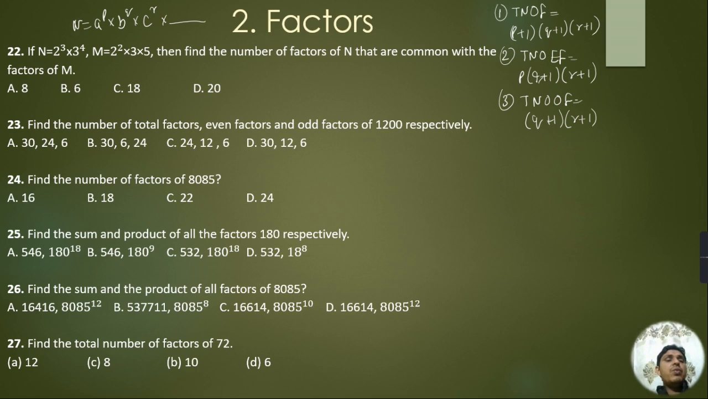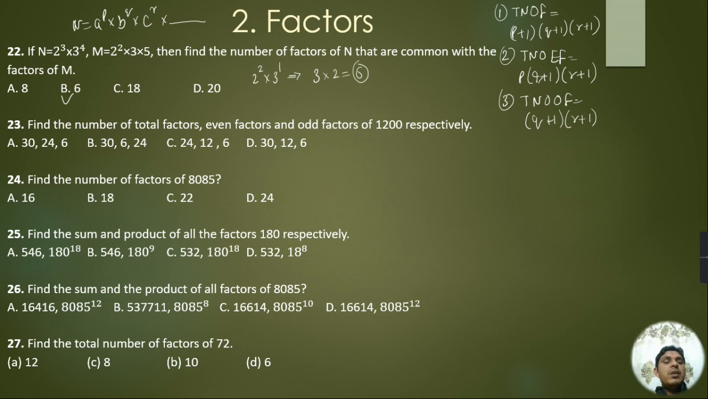So for this question, we can find the number of factors of n that are common with m. If we find the common factors, 2 to the power 2 is common and 3 to the power 1 is common. If we find the total number of factors, this will be 2 plus 1, that is 3, and 1 plus 1, that is 2. So the answer of this question will be 6.